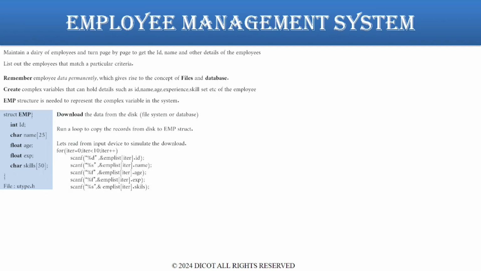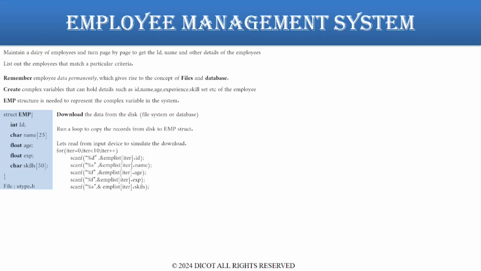To simplify, let's read from the input device to simulate the download. Now, using this for loop, we will read the data of all the employees into a list of EMP structure. To further simplify, let's assume the size of this list is 10. In reality, you may have thousands of records, but here we are assuming the number of employees is 10. Now, once this loop terminates, the details of all the employees will be available in the EMP list.